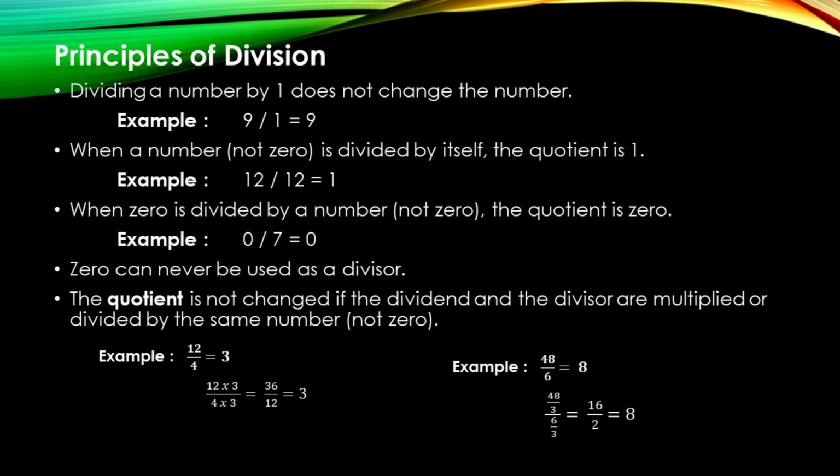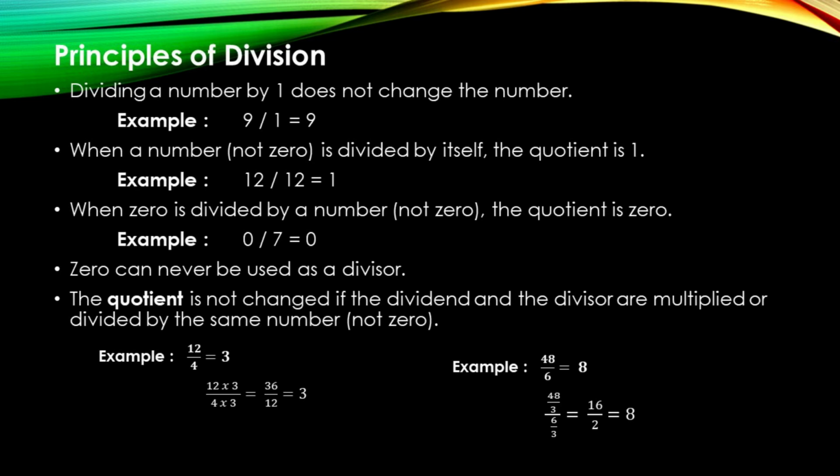Ma'am, why did it become 3? Because the 6, our denominator, we divided by 2, so the result is 3. So now we can apply it to our numerator and the denominator. 48 divided by 3 is equal to 16. Next, our denominator, 6 divided by 3, our answer is 2. Now, 16 divided by 2, we get the answer 8.